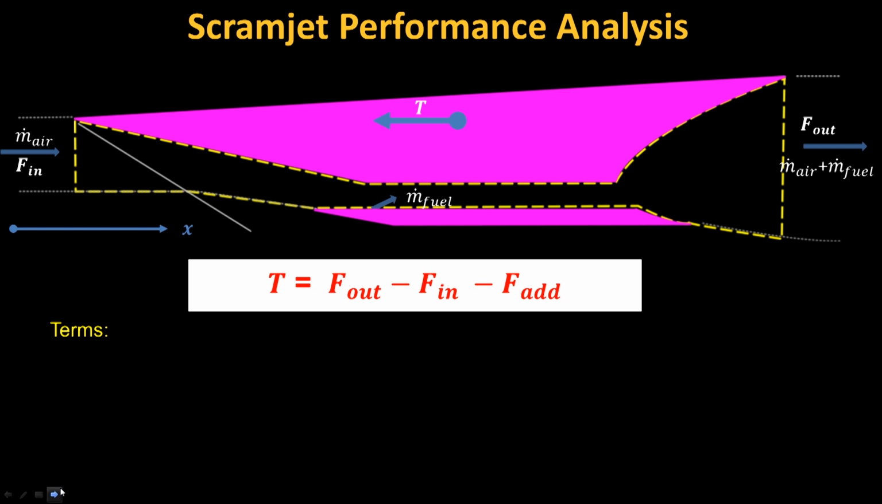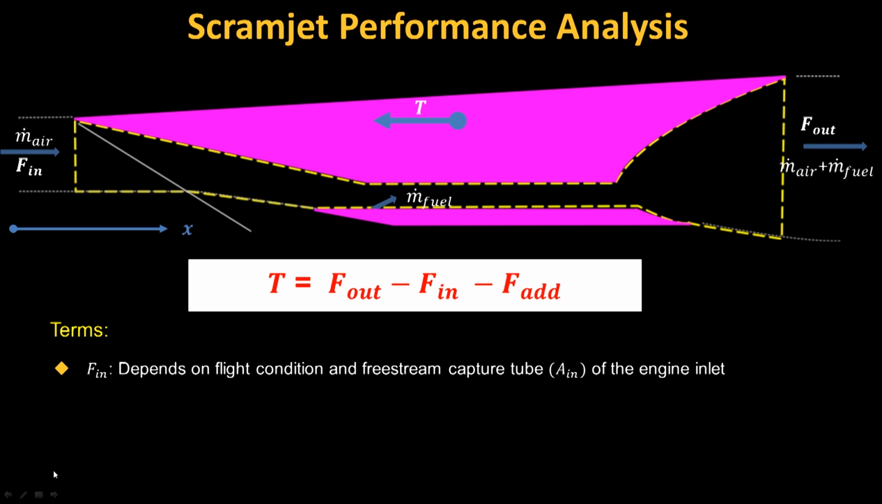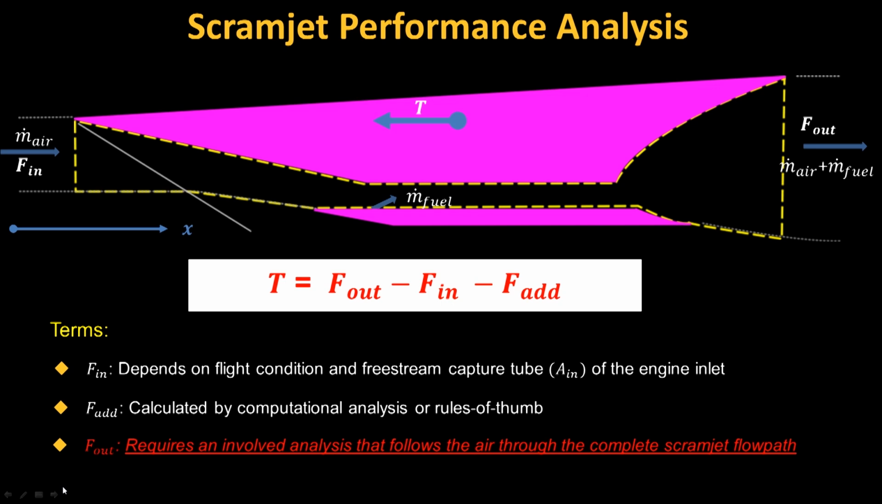Starting at the front of the engine, the terms used in the equation are Fn, the stream thrust of the air entering the engine. This depends on flight conditions and the free stream capture tube of the intake. Fad, the additive drag due to flow spillage and plume effects, and this is calculated by computational analysis or rules of thumb. And finally, Fout, the stream thrust of the air and combustion products that exit the engine. This last term is the one that we'll concentrate on here.